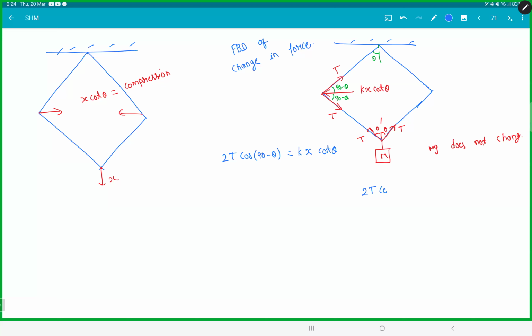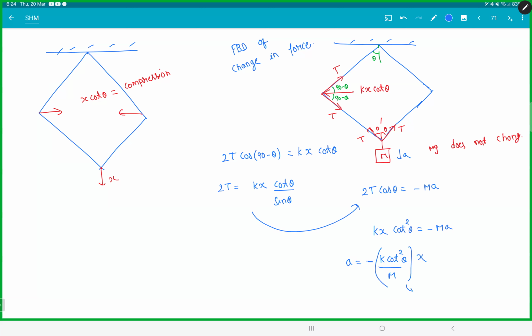This will be 2T cos theta is equal to minus mass into acceleration. And from here we get 2T is equal to kx cot theta by sine theta. Substitute here. We get kx cot square theta is equal to minus ma. A is equal to minus k cot square theta by m into x. Now SHM will come and hijack the problem. That's your omega square, and therefore your time period T will be 2 pi root over m by k cot square theta. You can make it also tan square.